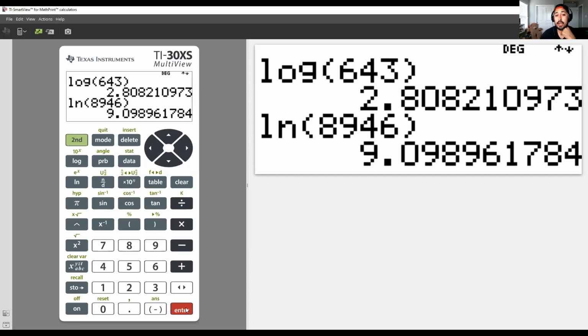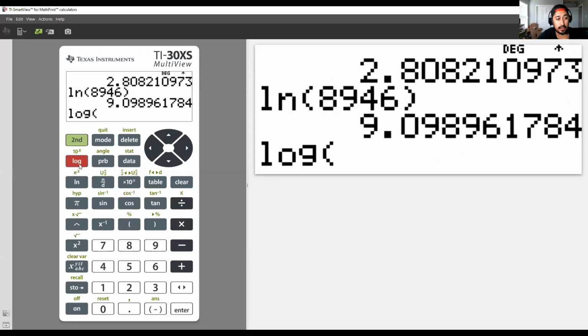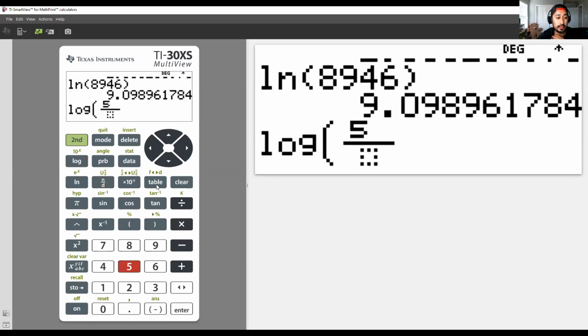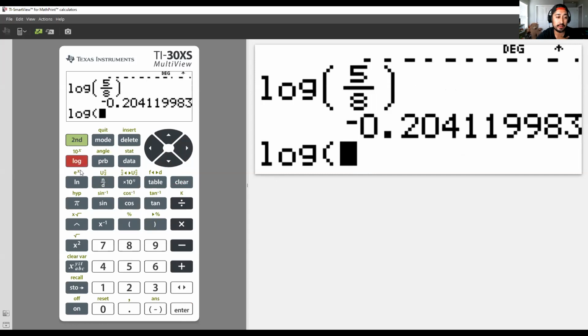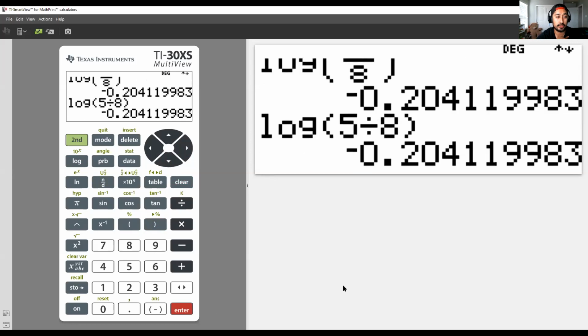All right. And then the next one is the log of 5/8. Well, I can say log, fraction button, 5/8. Hit enter. Or I can even say log 5/8. Hit enter. Same exact answer. So you get negative 0.2041. There it is.